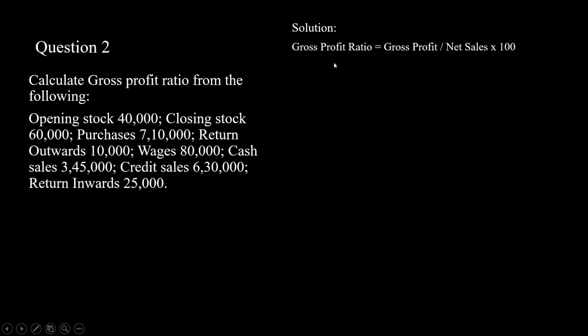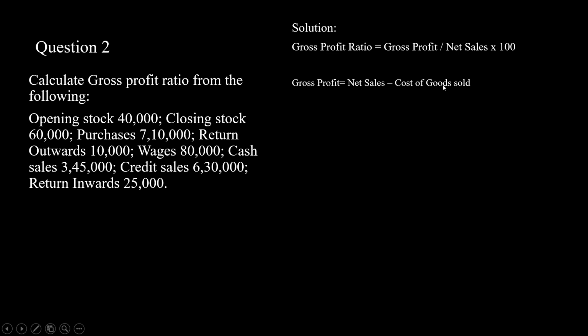First, you see the gross profit ratio formula, gross profit divided by net sales into 100. Now in this question, the gross profit is not given directly in the question. So what we have to do to calculate the gross profit ratio is first know the gross profit, then we should know the net sales, then only we can calculate this ratio. So let's see how to calculate the gross profit. Now gross profit will be the net sales minus the cost of goods sold.